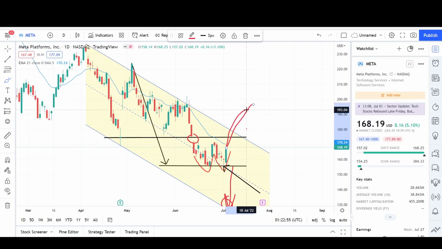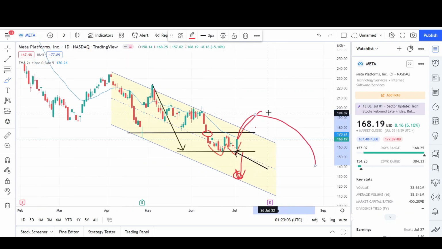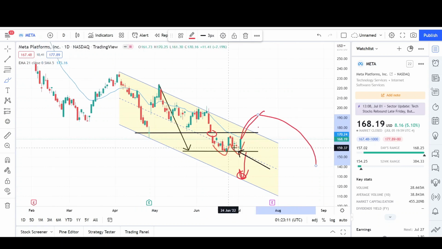Well, even then, that would be the first break of this pattern, so we have to be aware that we could still see another push down because that might trap longs thinking we are reversing, but we'll have to make another leg down or another push down. So we'll have to wait and see.